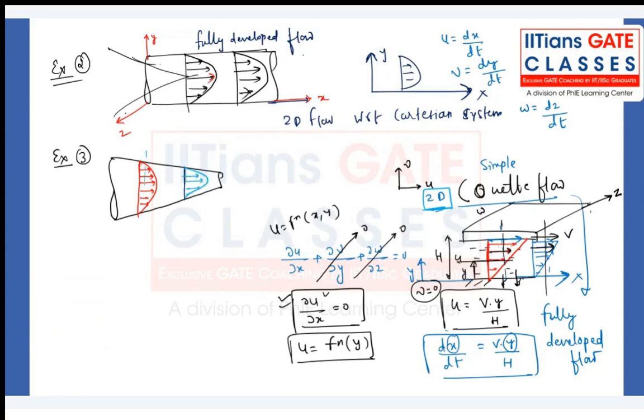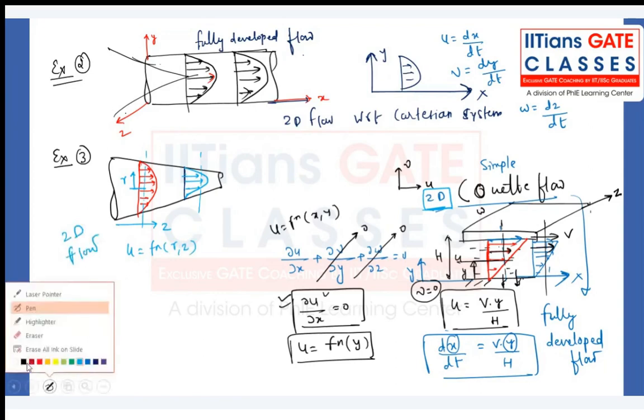So here, what you are observing now, it is a function of z, as well as it is varying in the radial direction, right? So u is a function of both r and z. So that is my 2D flow. Make a note of it.